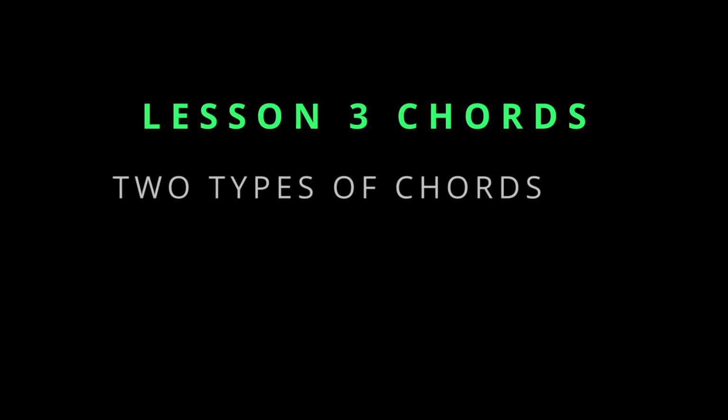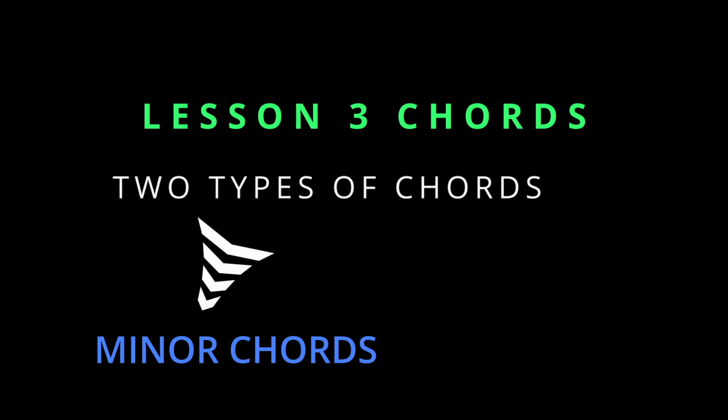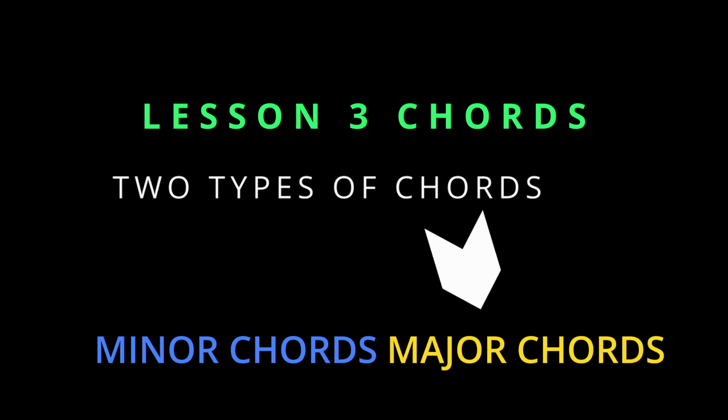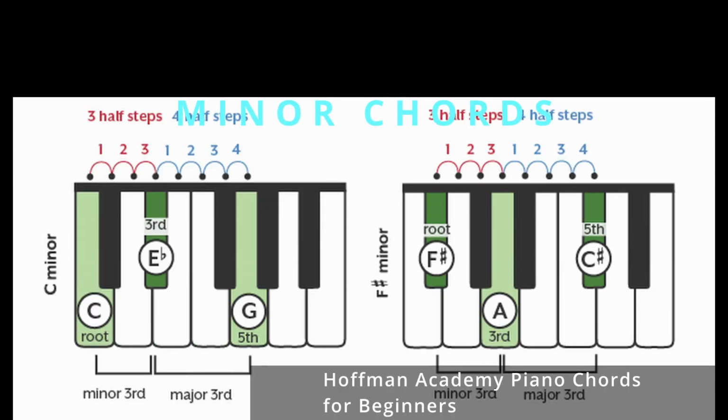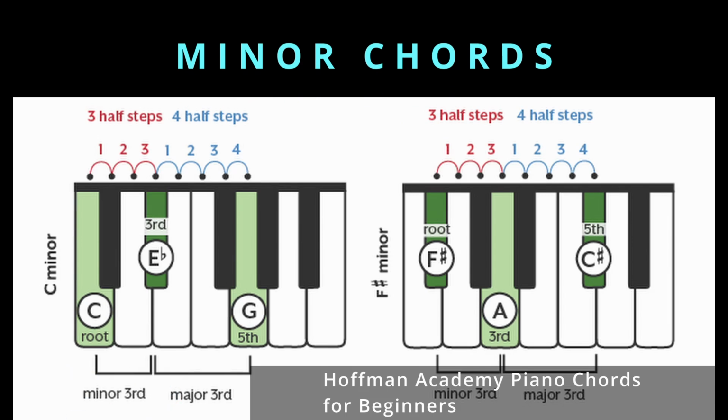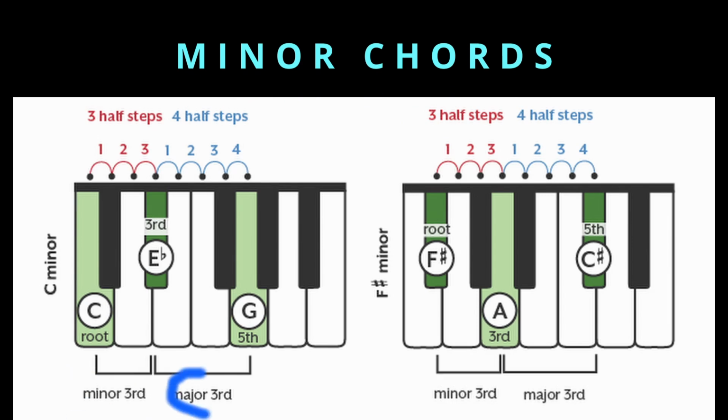Okay, let me go to lesson 3, which is chords. There are two major types of chords which I want you to get familiar with. These are minor chords based on minor thirds, sometimes called minor triads, and major chords based on major thirds, sometimes called major triads. And we will start off with minor chords. They begin with a minor third and end with a major third.